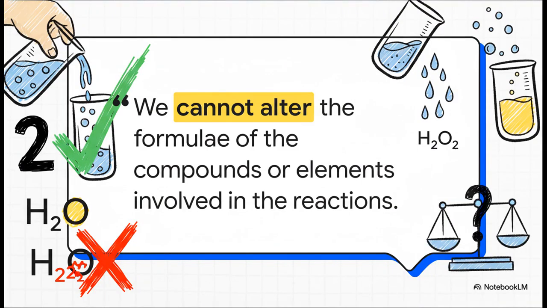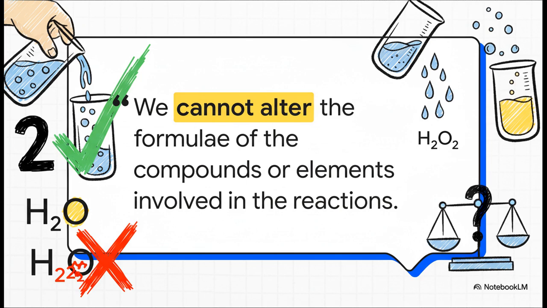Now, before we start balancing, I need you to remember one rule. This is the most important rule of all. Please listen carefully. You can change the numbers in front of a chemical formula. We call these the coefficients. But you can never, and I mean never, change the small numbers inside the formula, the subscripts. For example, take water, H2O. You can put a big 2 in front to make it 2H2O.